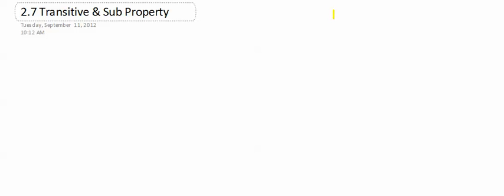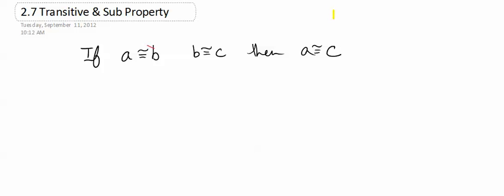In 2.7, you need to go back to your algebra skills and remember what the transitive and substitution properties are. If you remember the transitive property, it is if we have A congruent to B and B congruent or equal to C, then we know that A is going to be congruent or equal to C. Basically, by taking out the middleman. You can kind of think of this as our chain reasoning.